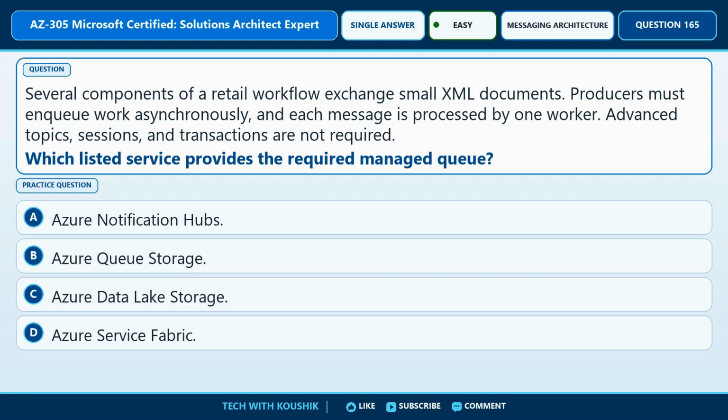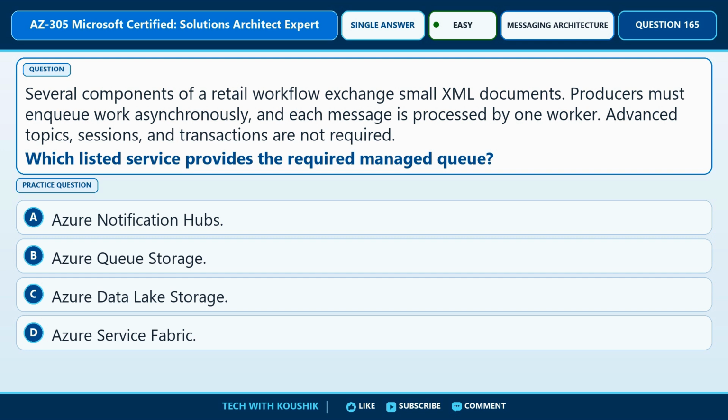Review question number 165 carefully. Consider the following scenario. Several components of a retail workflow exchange small XML documents. Producers must enqueue work asynchronously, and each message is processed by one worker. Advanced topics, sessions, and transactions are not required. Which listed service provides the required managed queue?